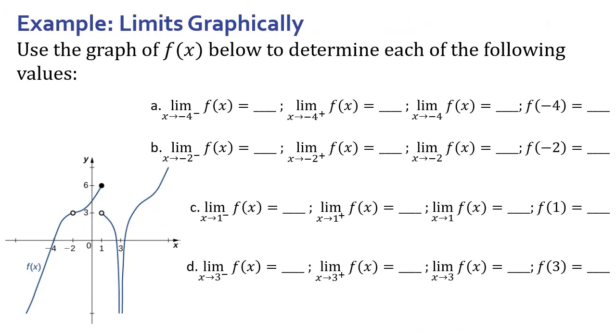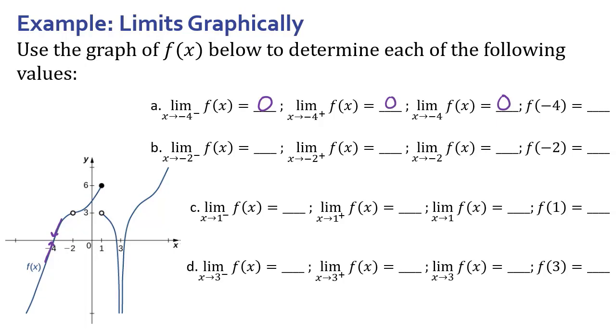So let's look at this graphically and do some examples with this. Use the graph of f of x below to determine each of the following values. The limit as x approaches -4 from the left of the function. So x is going to approach -4 from the left, so numbers that are smaller than it. So that is approaching 0. The limit as x approaches -4 from numbers that are larger than it. That is also approaching 0. So since those are the same, we can say that the limit as x approaches -4 is 0.